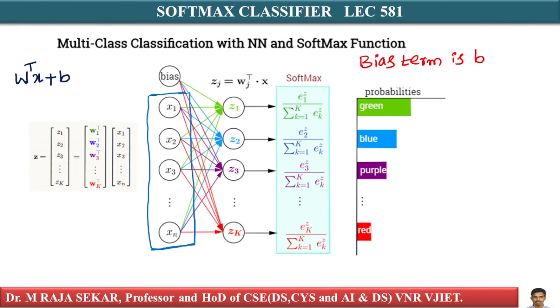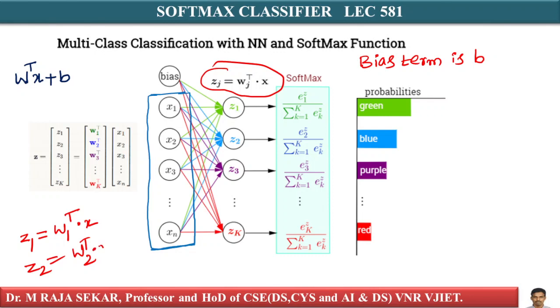If you look at each of these, what is z1 here? zj equal to wj transpose x. Just substitute here. This is zj. If I keep j equal to 1, my z1 equal to w1 transpose x. In similar manner, what is z2? If j equal to 2, z2 equal to w2 transpose x, isn't it?